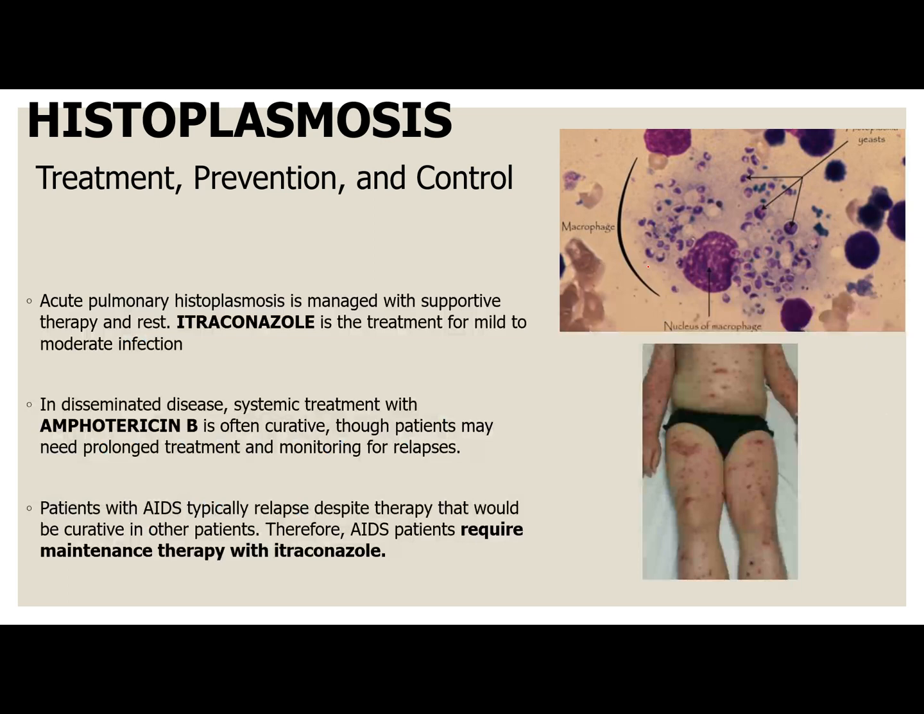Now, what are the treatment, prevention, and control for histoplasmosis? So acute pulmonary histoplasmosis, class, is managed with supportive therapy and rest. The use of itraconazole is the treatment for mild and moderate infection. Now, in cases where there is disseminated histoplasmosis, systemic treatment with amphotericin B, class, is often curative, though patients may need prolonged treatment and monitoring for relapses. Patients with AIDS would typically relapse despite therapy that would be curative in other patients. Therefore, AIDS patients require maintenance therapy with itraconazole. So only two antifungals, class, are used here. It's either itraconazole or amphotericin B, both of which are very strong antifungals, class.